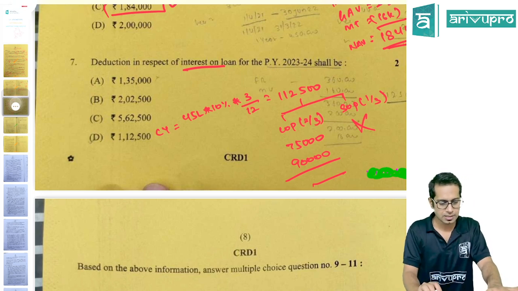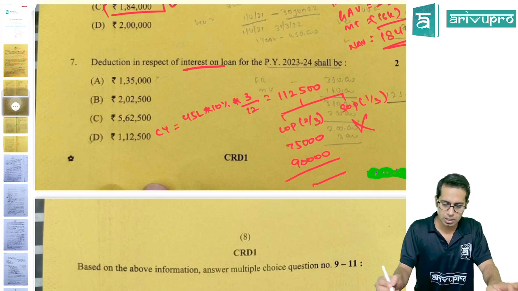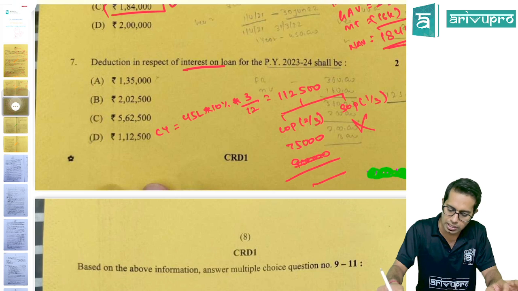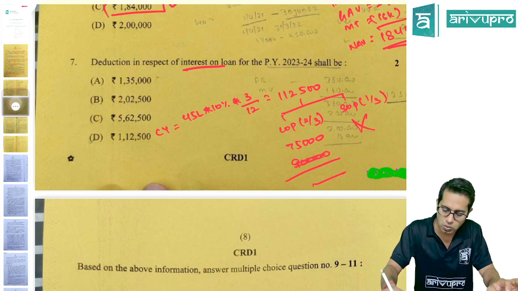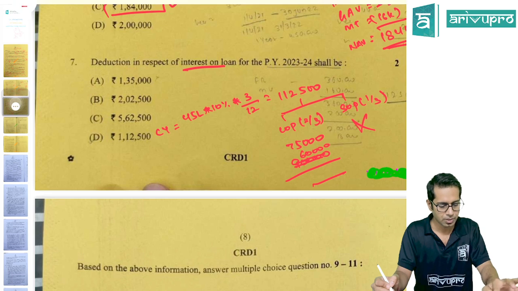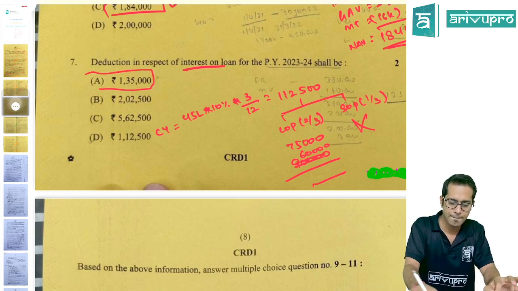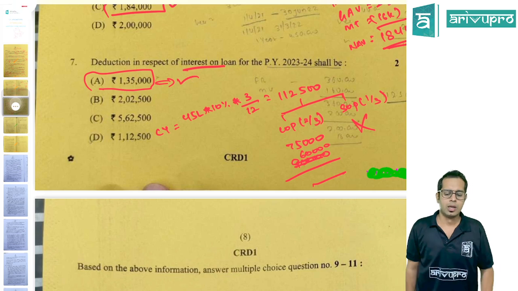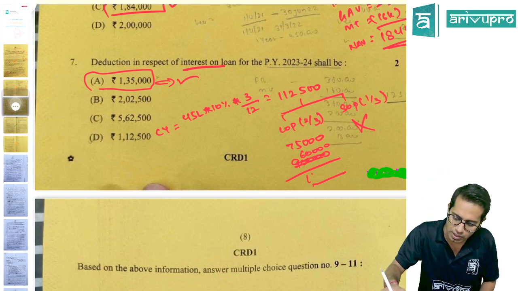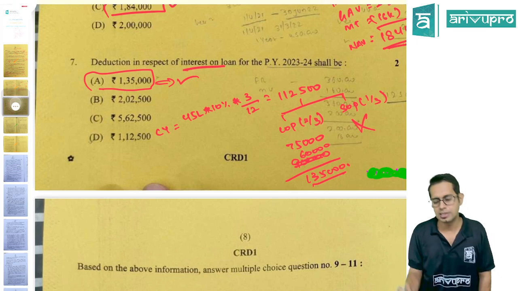So the total interest deduction which I can claim is 90,000 plus 75,000. Again, this 90,000 is for the entire property, into 2 divided by 3, 60,000, plus 75,000. It will come to 1,35,000. That is the right answer. Okay, for the second question, what is the right answer, sir?